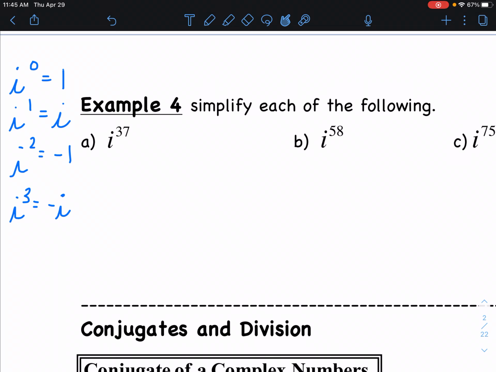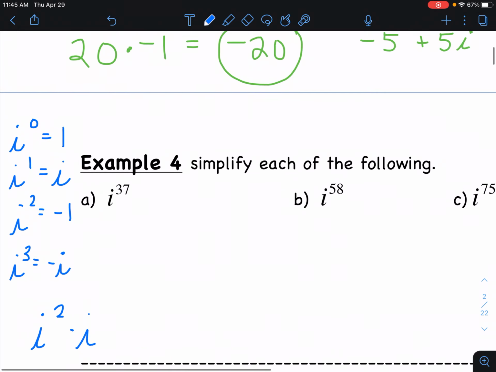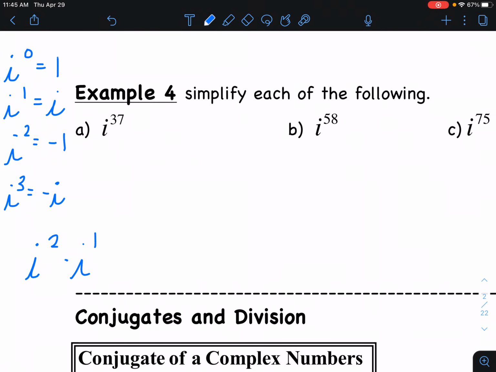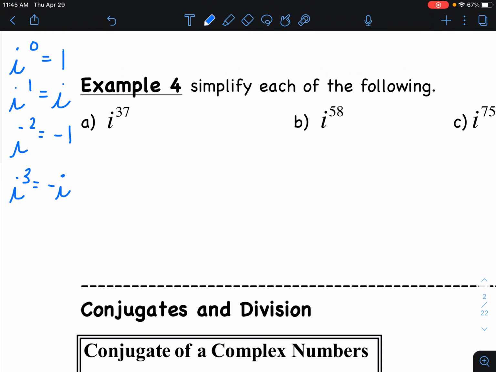There is a reason for that. I'll show you really quick, not that you need to memorize this, though. i to the third power is the same thing as saying i to the second times i to the first. We know that i to the second is -1, and i to the power of 1 is i, and -1 times i is -i. Again, you don't need to memorize this. It's just in case you're wondering why i cubed is equal to -i.